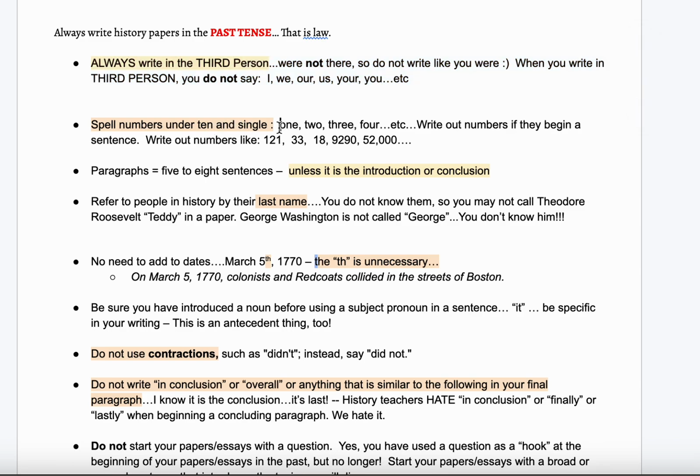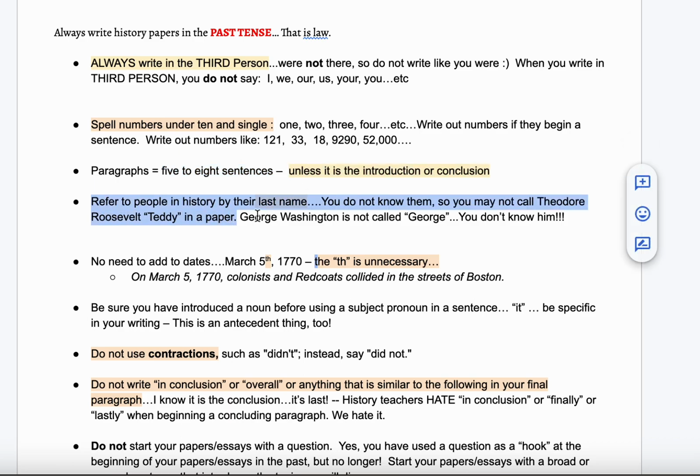You spell numbers like 1, 2, 3, 4, 5, etc. And then you write them out, like 121, 33. So when you say the Boston Massacre killed 5 civilians, you spell the number 5. Yeah, paragraphs already kind of went over that.